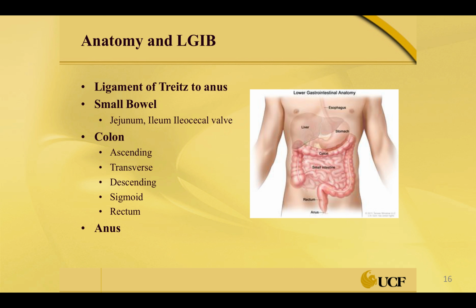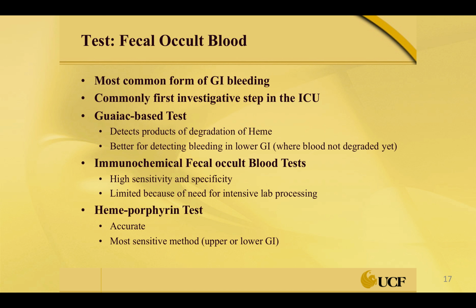So let's take a look at the anatomy and lower gastrointestinal bleed. Again, to make a determination of LGIB, the bleeding has to occur below the ligament of Treitz, all the way down to the anus. The small bowel is actually very affected, specifically the jejunum and the ileum, to the ileocecal valve. In the colon, we see it in the ascending, transverse, descending, sigmoid, rectum, and it also includes the anus.